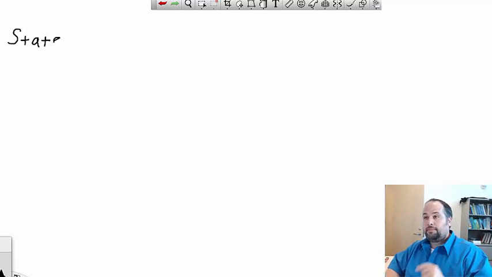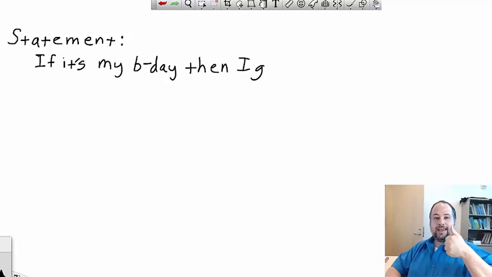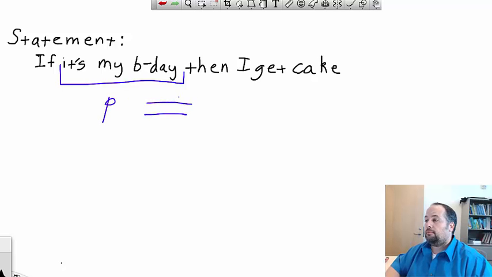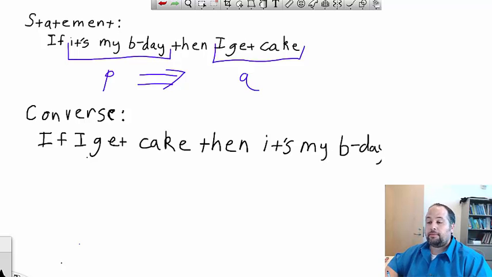So let's start with a statement. This statement is going to be, if it's my birthday, then I get cake. So this has the traditional if-then format. Our P statement is, it's my birthday. And that implies our Q, which is, I get cake. Hooray! Now let's take a look at the converse statement, which is, if I get cake, then it's my B-day, which is Q implies P.